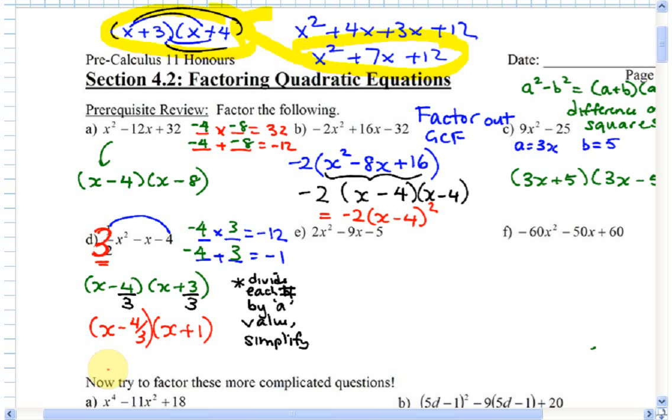But then most of the time we don't want fractions, so what can we do with that 3? That's where you actually do that bottoms up. You just take the 3, stick it next to the x, so 3x minus 4. Okay? And so your final answer should be this.